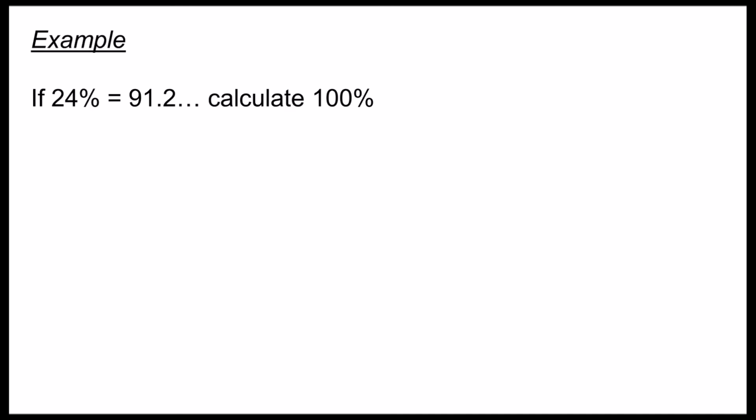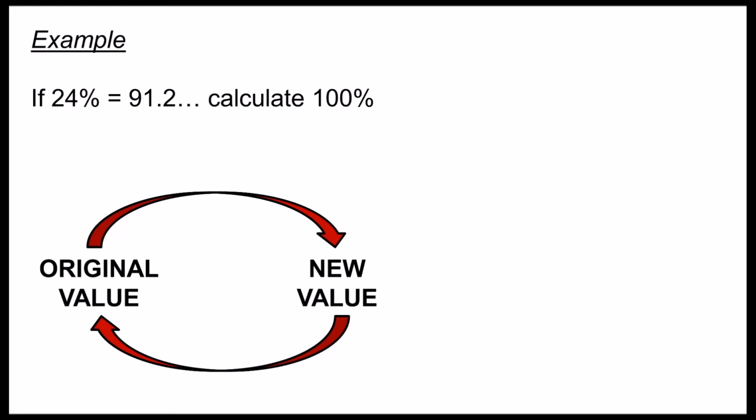We can use a similar idea to help us reverse percentage of an amount calculations as well. In this example, it's given that 24% of an amount is 91.2, and it wants us to work out what 100% or the original amount was. Using our diagram, I know that 24% of an amount is the same as 0.24 as a multiplier, and that gives us an answer of 91.2. Therefore, to reverse that process, I need to divide by 0.24. So my calculator, I need to put 91.2 divided by 0.24.